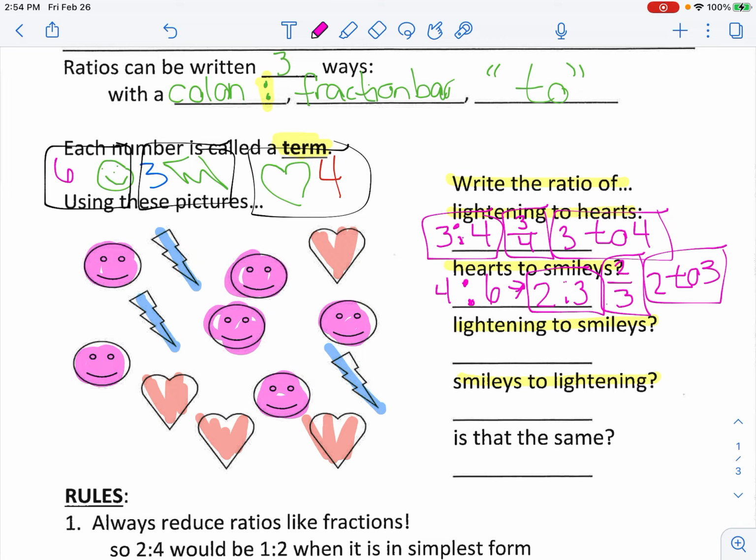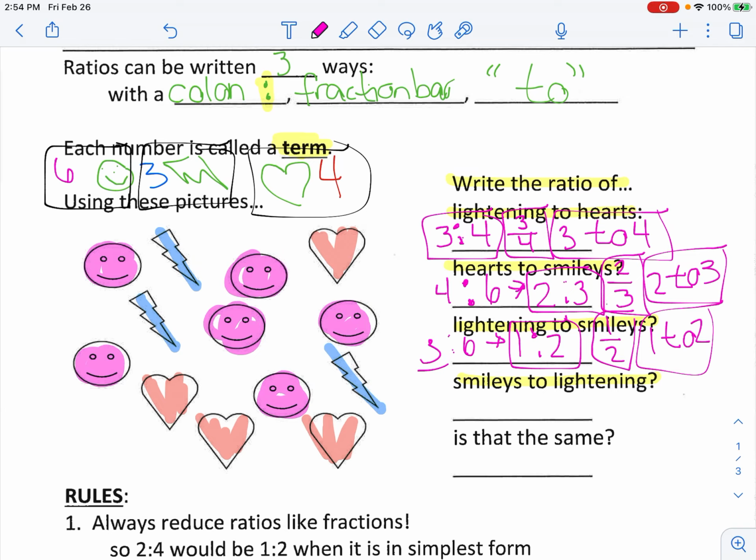Lightning to smileys. So I have 3 lightning, and I have 6 smileys. So 3 to 6, 3 and 6 are both divisible by 3. So if I divide 3 by 3, I get 1. And if I divide 6 by 3, I get 2. Now this is not a fraction, it is a ratio, but we also have to reduce to lowest terms. So 1 to 2, 1 to 2, or 1 to 2. Those are your 3 choices of how to write your answers.